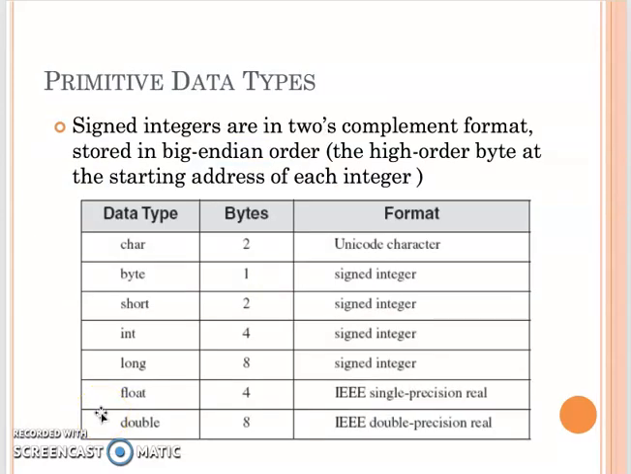Java is typically a pure object-oriented concept. They only have primitive data types: character, which is actually 2 bytes because they use Unicode characters, but they do have byte alone, which is 1 byte. You have short, int, long, float, and double. So that's the data types.